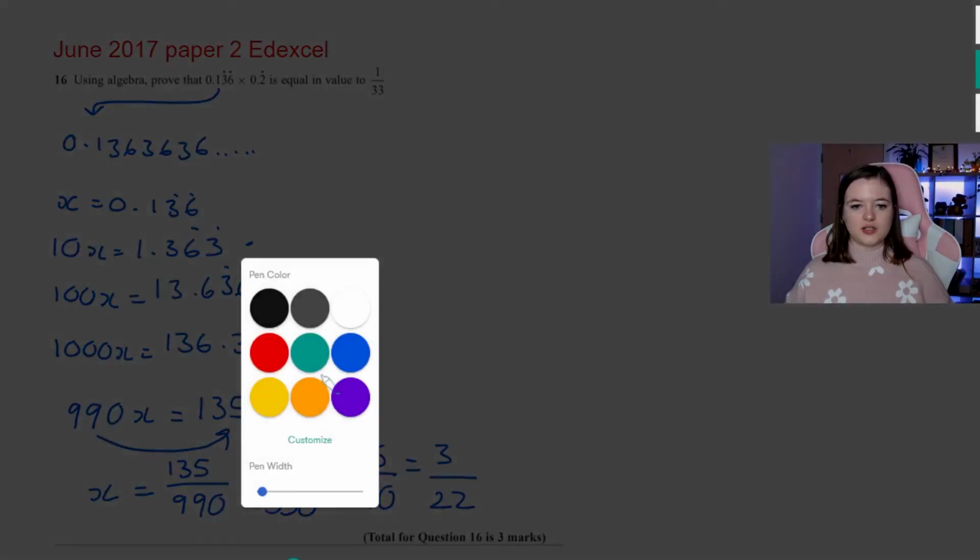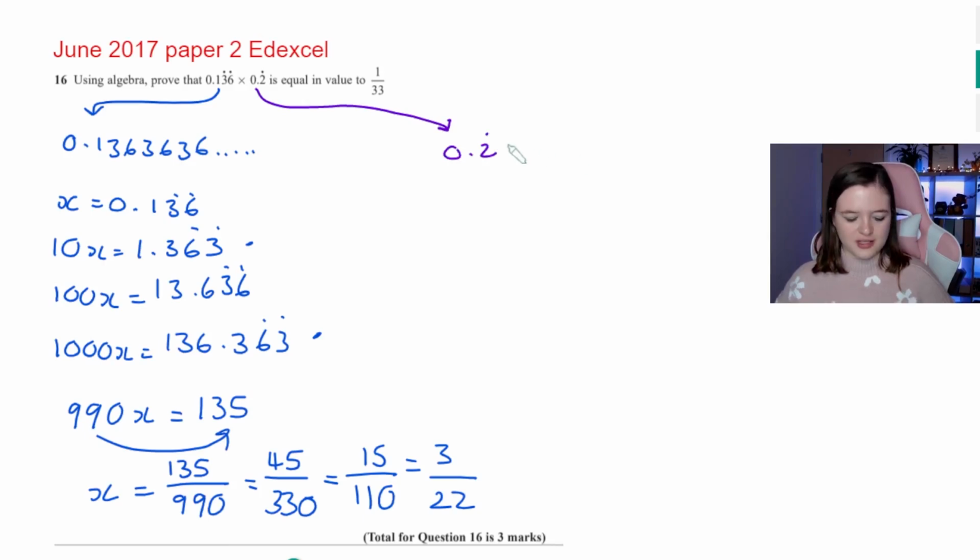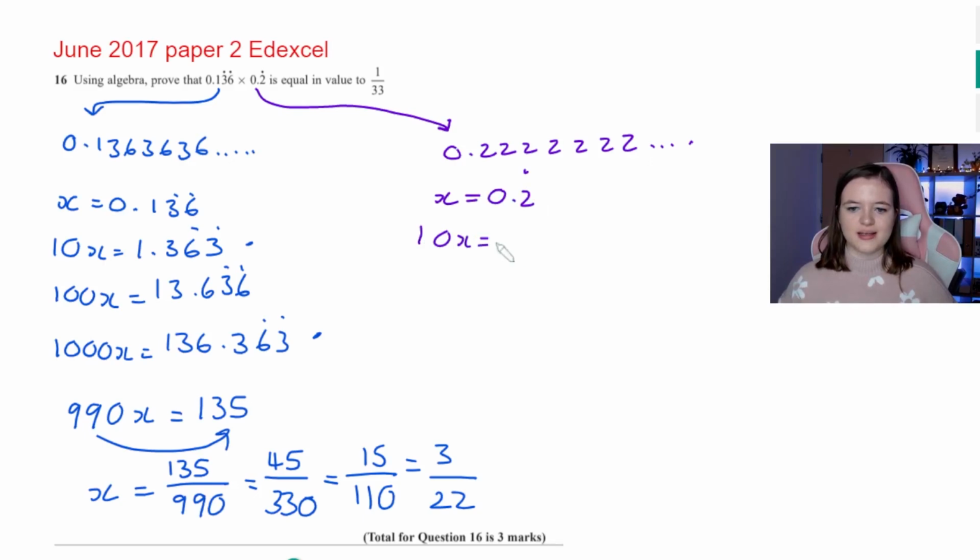And then next one, let's do this one in purple. Why not? Make it nice complementary colours, I suppose. So then 0.2 recurring. That's a bit easier, isn't it? That's just 0.2222222 forever and ever, right? So then x is 0.2 recurring. So then 10x, that is 2.2 recurring. Got matching already. So then we're going to take them away. 9x is then 2. Divide that down. x is equal to 2/9. Easy peasy.